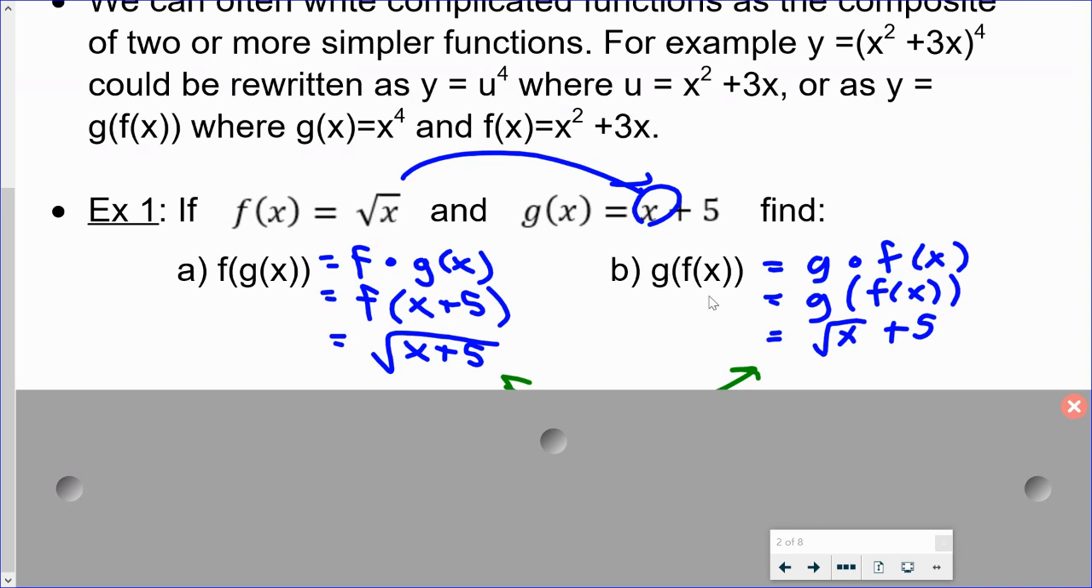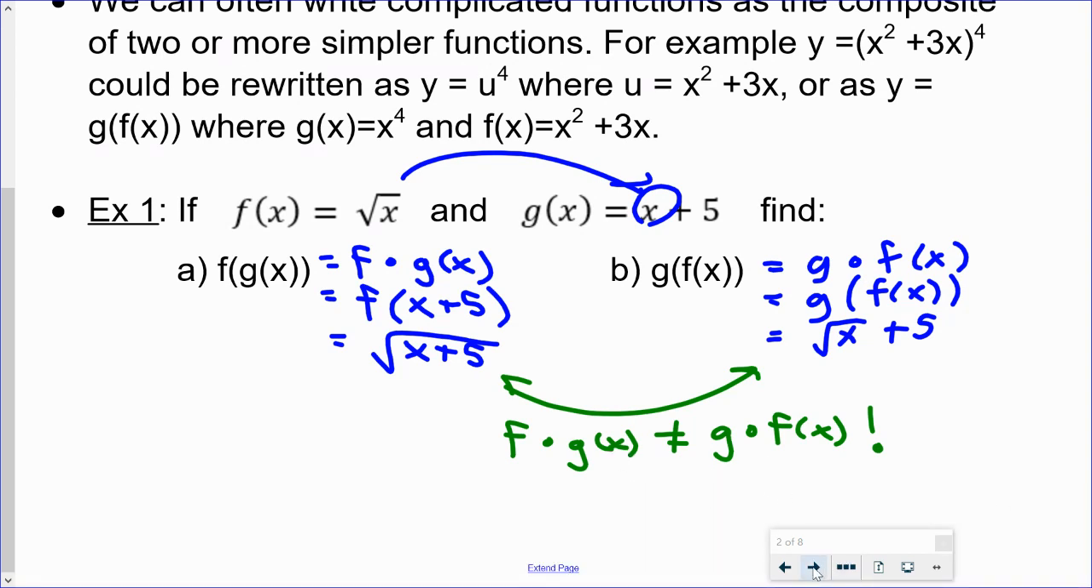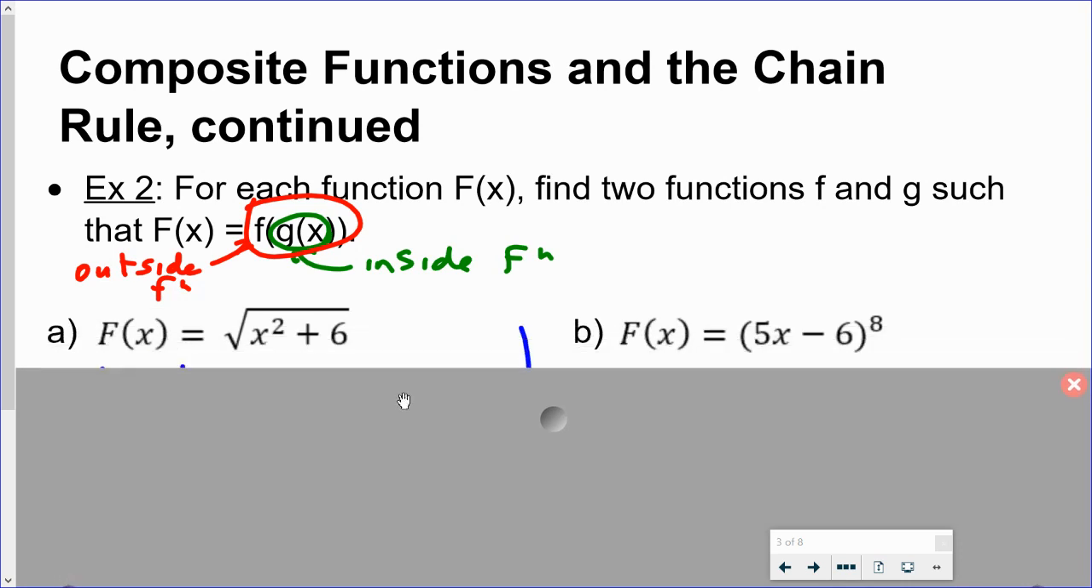But if we evaluate g of f of x, then first we have to evaluate f of x, which is root of x, and then we have to sub it in for x in g of x. And notice that f of g of x and g of f of x are not equal. Sometimes they are, but most often they are not. Okay, and we can compose and decompose functions in different ways. What I like to think of is g of x is the inside function and f of x is the outside function.